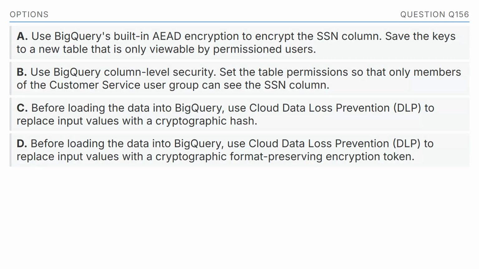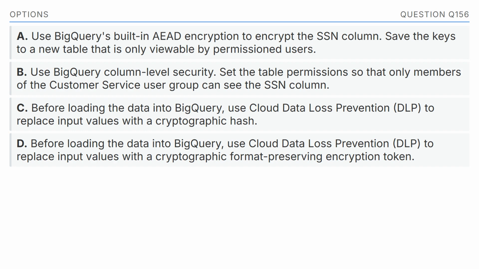The options are: Option A, use BigQuery's built-in AEAD encryption to encrypt the SSN column. Save the keys to a new table that is only viewable by permissioned users. Option B, use BigQuery column-level security. Set the table permissions so that only members of the customer service user group can see the SSN column.